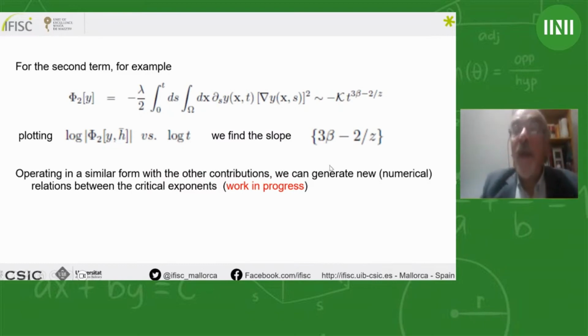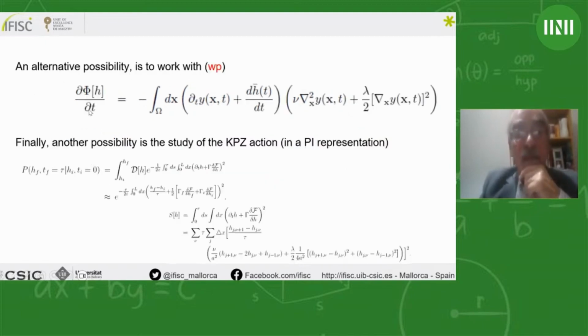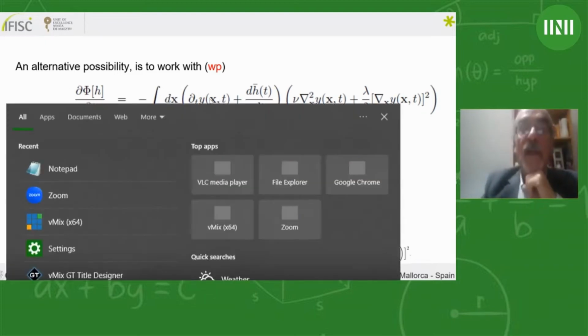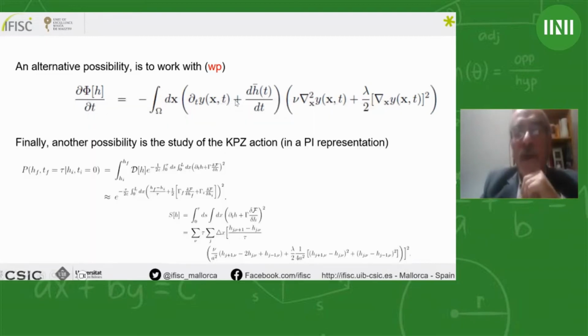We can obtain numerically the exponents in any dimension, in principle. This is work in progress. The first results are very encouraging, so we expect to have something very soon. Another possibility is to analyze the time derivative of the potential and do the same: introduce the Edwards-Wilkinson, the Family-Vicsek scaling, and proceed in a similar way.